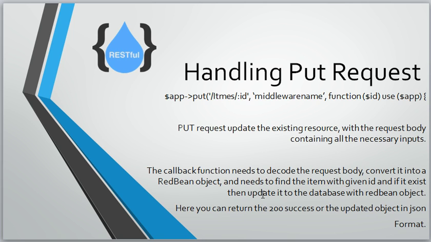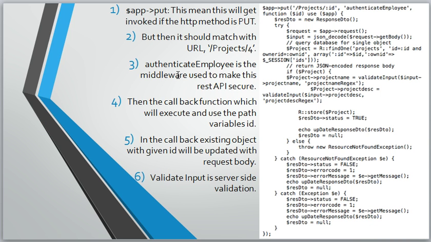If the item is found, then retrieve it from the database. Change the parameters of the object by using the data in the request body. Then return the updated object in the JSON string format. Now let's see how to write the actual code. 1. Put. This means this will get invoked if the HTTP method is put. 2. But then it should match with URL/project/ID. 3. Authenticate employee is the middleware used to make this REST API secure and allow authorization.